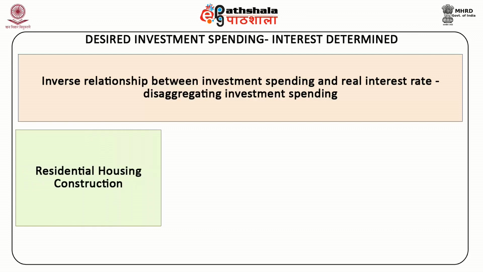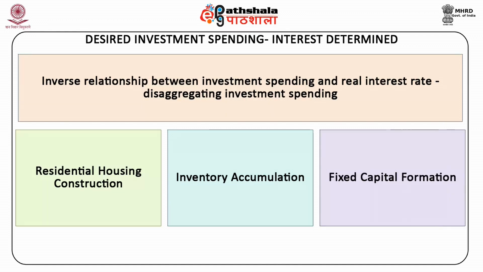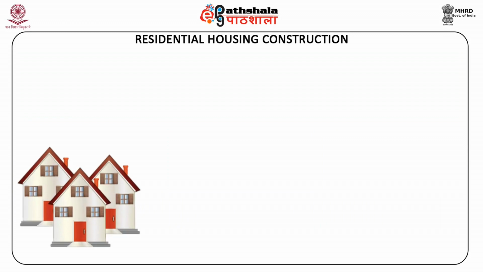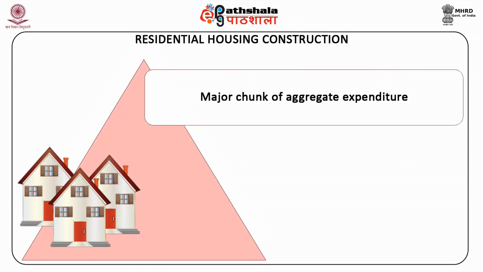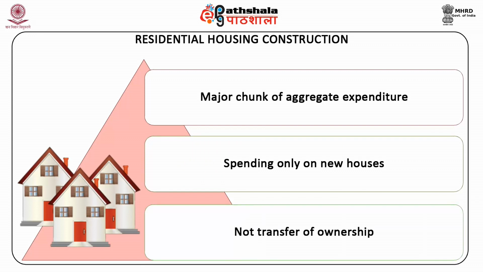First, residential housing construction. Second, inventory accumulation. Third, fixed capital formation. First, we have residential housing construction. Spending on residential housing constitutes a major chunk of aggregate expenditure and has a large impact on the economy. It must, however, be noted that spending only on new houses, not just the transfer of ownership titles of existing properties of houses, impacts GDP.